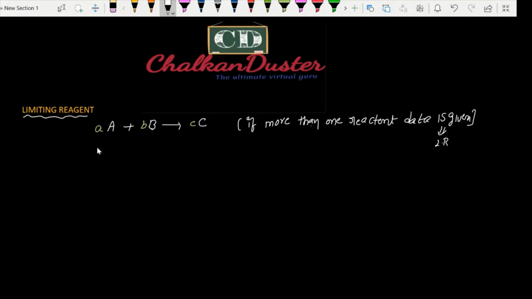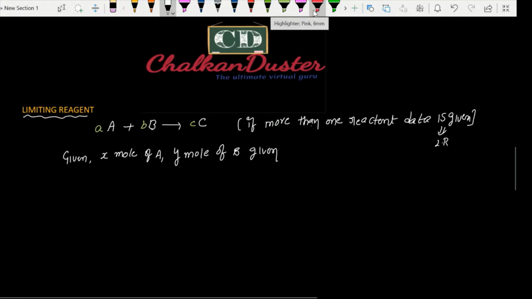So let us say the question gives x moles of A and y moles of B. In the question they are giving x moles of A and y moles of B, whereas A and B react in the ratio a to b. Then there is a shortcut to find out the limiting reagent.